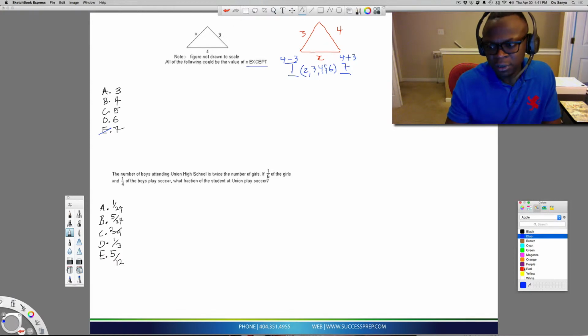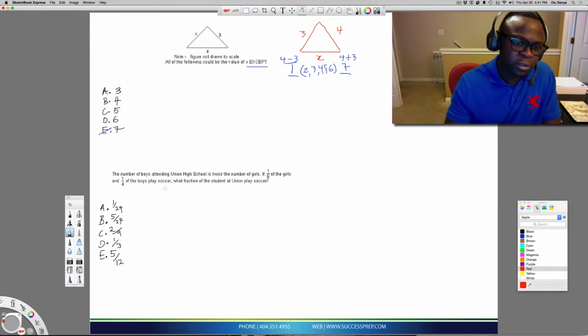So let's go to this other question here, the second question. It talks about a school, Union High School. It talks about the girls and boys there. So here we probably need to establish just some basic algebra equations. It tells us that the number of boys, I'm going to call that B, is twice the number of girls. So meaning I have to double the number of girls to get the number of boys, because the boys is twice the number of girls.